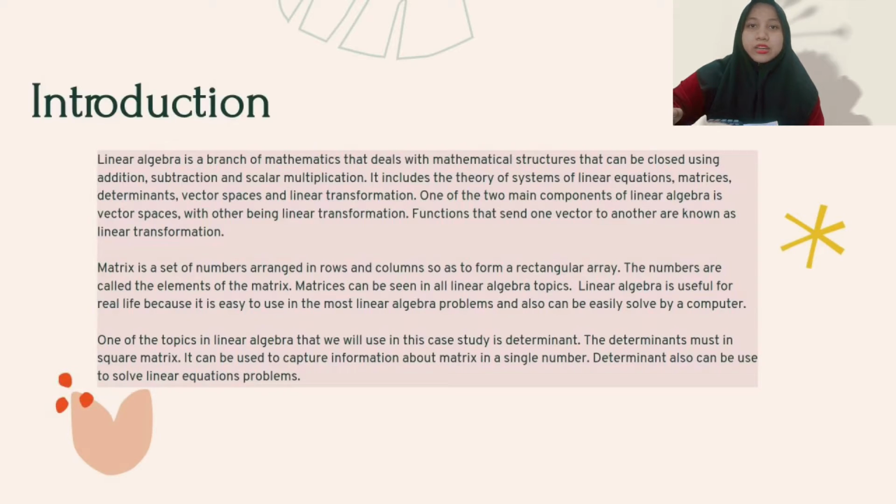A matrix is a set of numbers arranged in rows and columns so as to form a rectangular array. The numbers are called the elements of the matrix. Matrices can be seen in all linear algebra topics. Linear algebra is useful for real life because it is easy to use in most linear algebra problems and can also be easily solved by a computer.